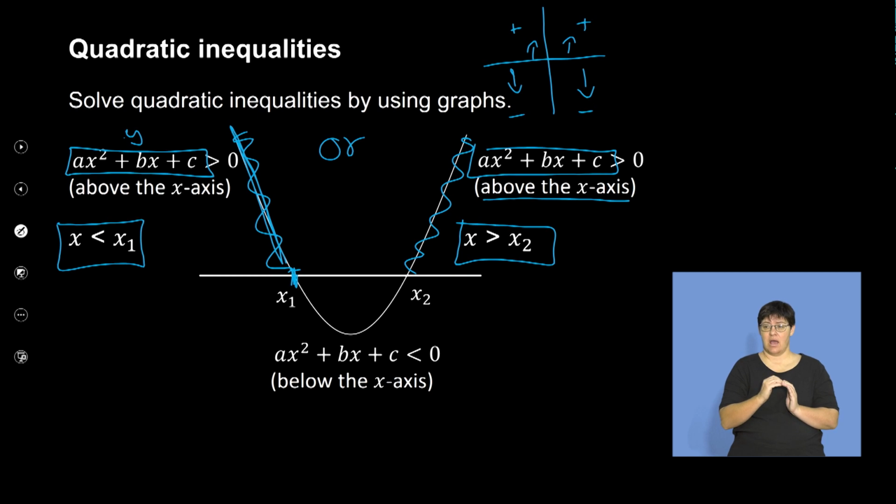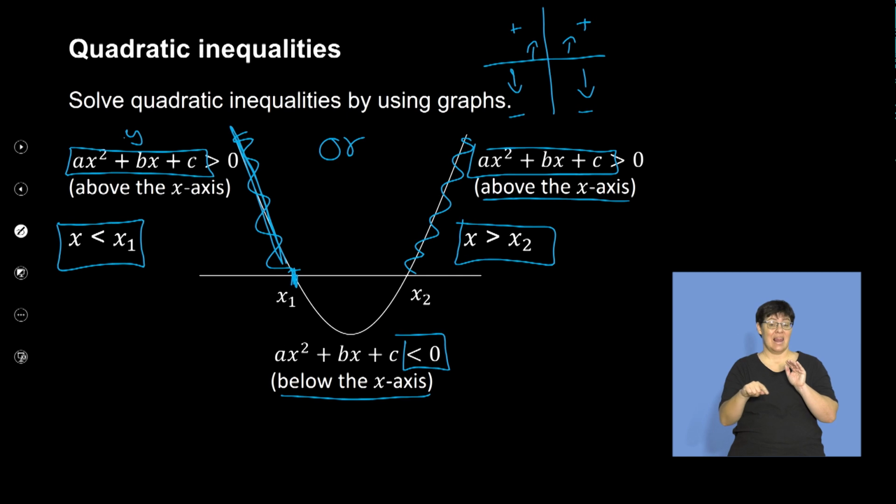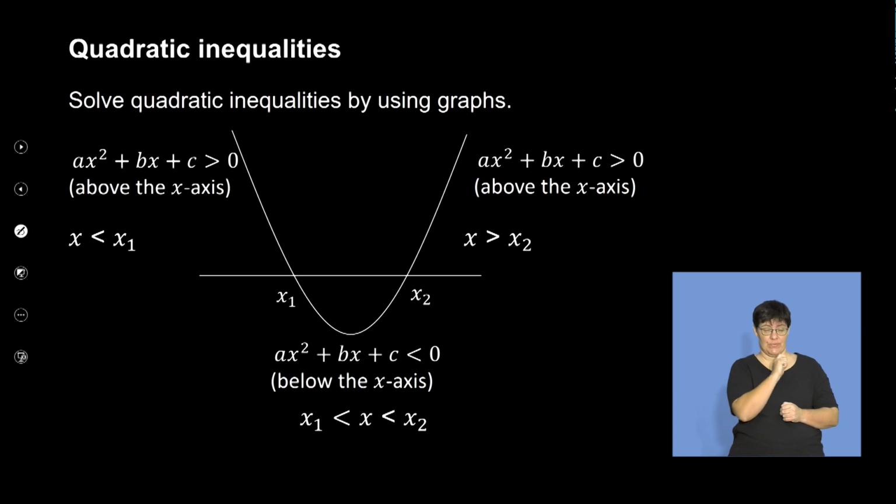But as soon as it becomes below the x-axis, this less than 0 means that it is negative, right? Remember that. Less than 0 means negative according to the number line. So my solution there will be the one where I use an "and" now. I don't use an "or". So my x values will be greater than x1 and less than x2. So it is in between two values.